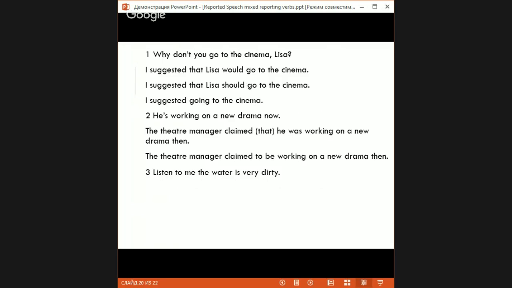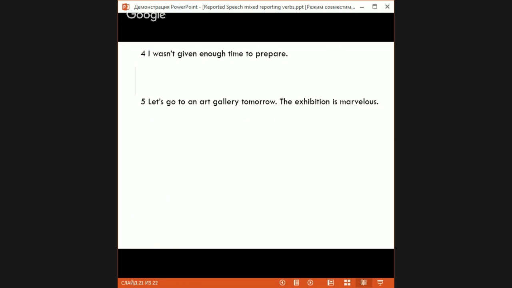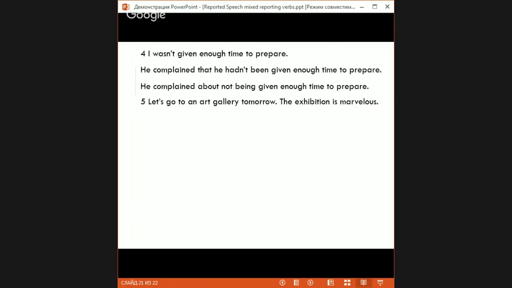Listen to me, the water is very dirty. He persuaded them that they should not go swimming. Oh, not water, sorry. Or he persuaded them not to go swimming. A few more slides. Think about the words that can be used. And let's check them. I wasn't given enough time to prepare, so he complained that he hadn't been given enough time to prepare, or he complained about not being given enough time to prepare.